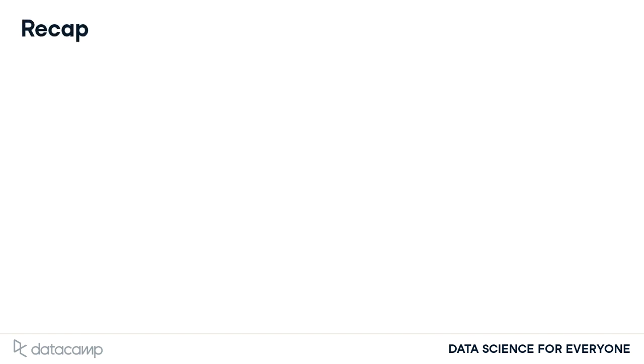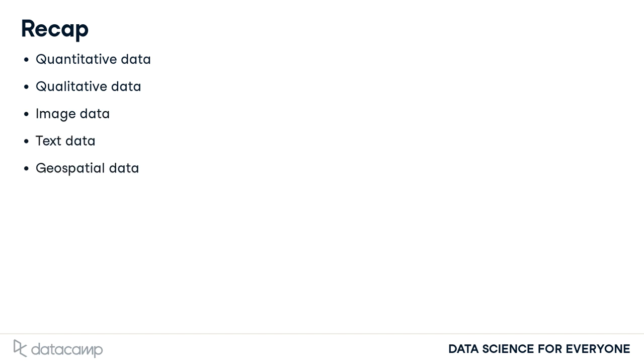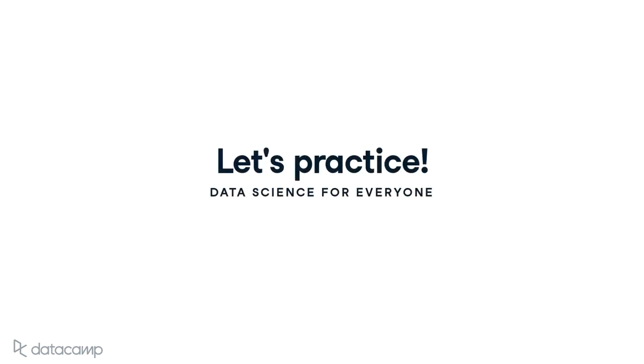In this video, we looked at the most common data types: quantitative data, qualitative data, image data, text data, geospatial data, and network data. These can all serve as inputs for your data science analysis. But before doing that, the data needs to be stored, and that's what we'll cover in the next video. But first, let's see if you know the difference between the different types of data. Let's practice.